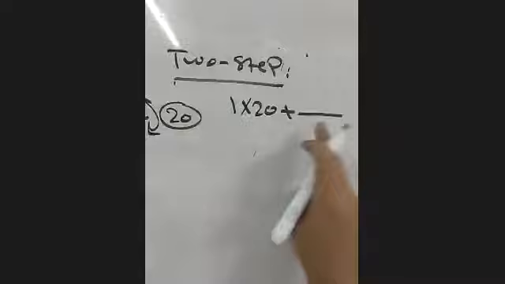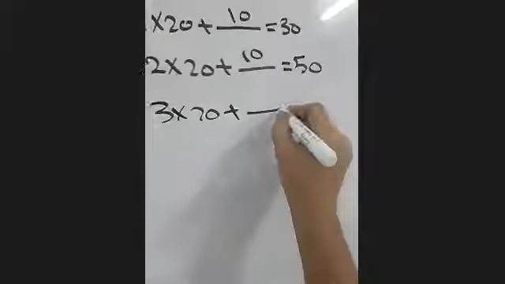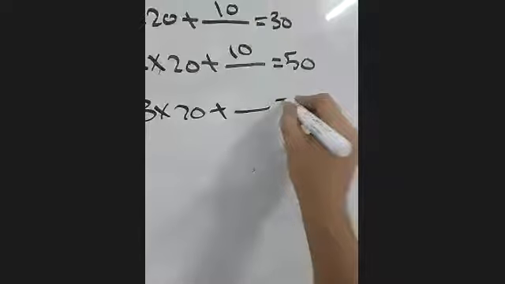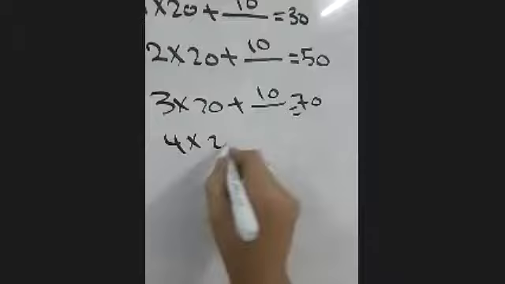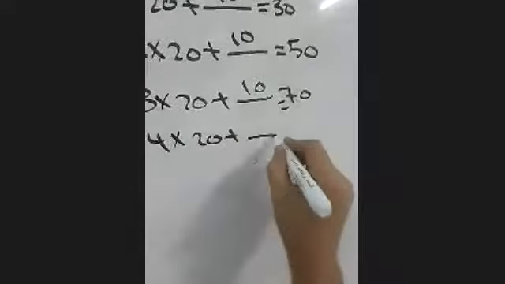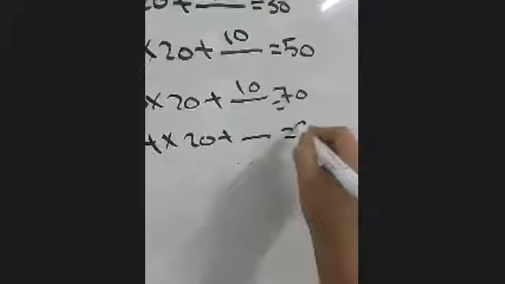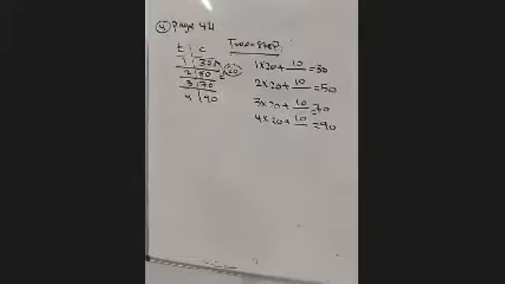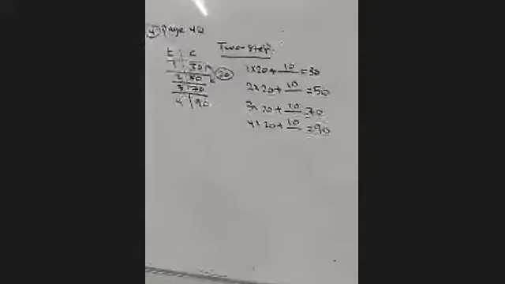Plus 10. Do the same for the 2: 2 multiply 20 plus what equals 50? Plus 10. Do the same for the 3: 3 multiply 20 plus what equals 70? Also 10. 4 multiply 20 plus what equals 90? We did that many times, Abdulrahman, right? So why didn't you understand that?